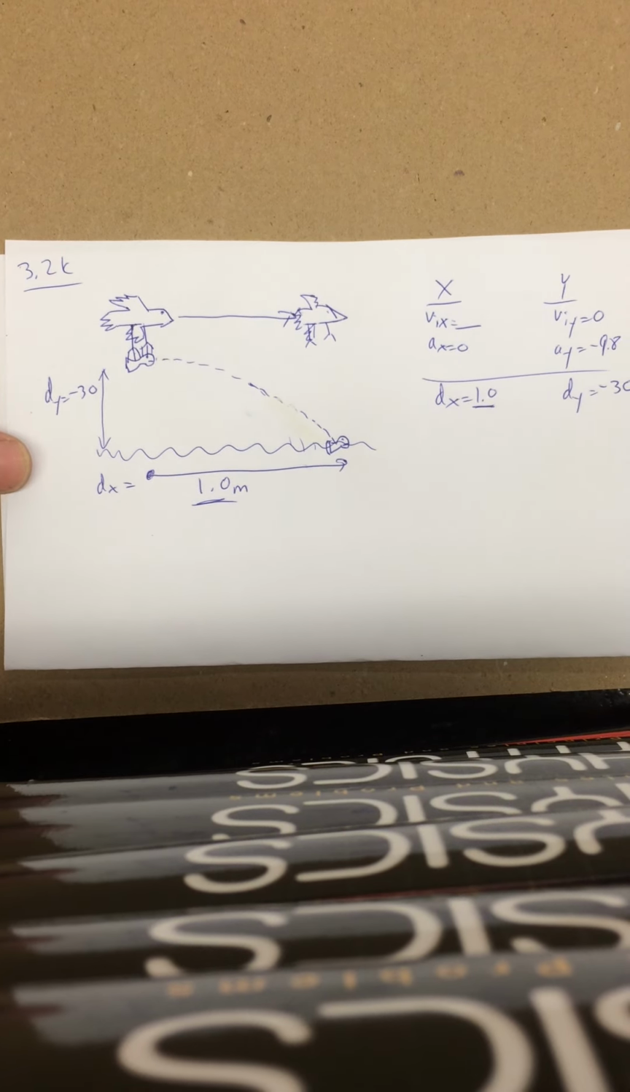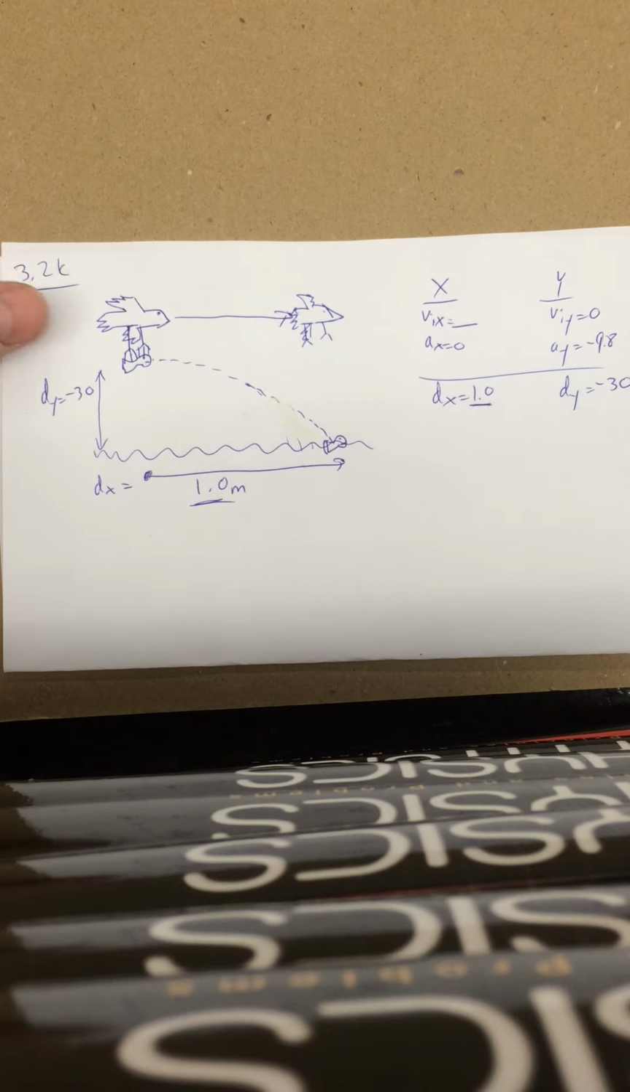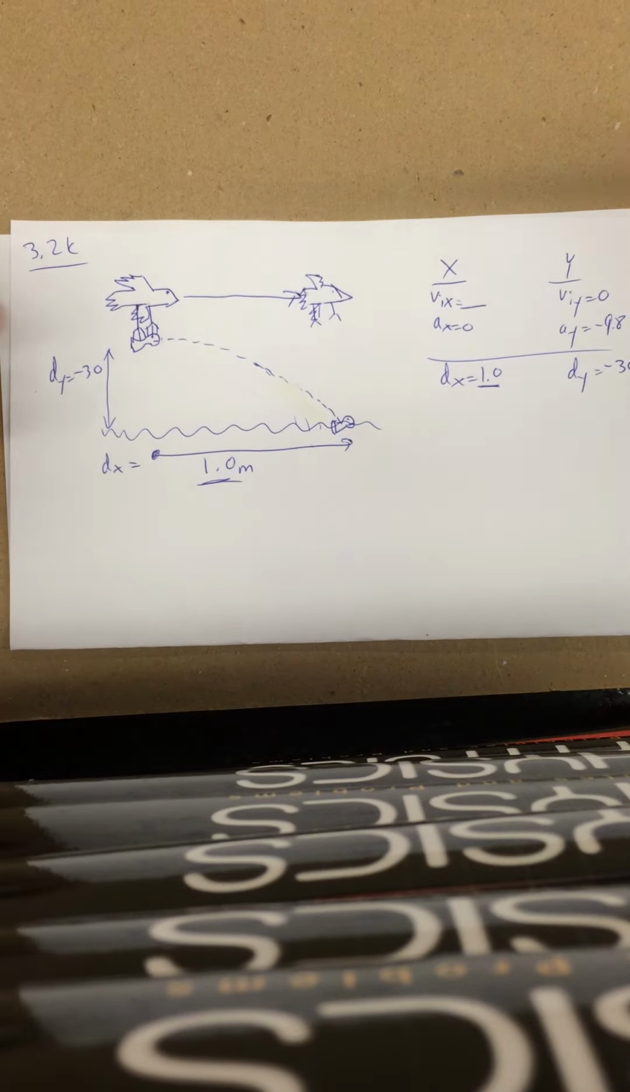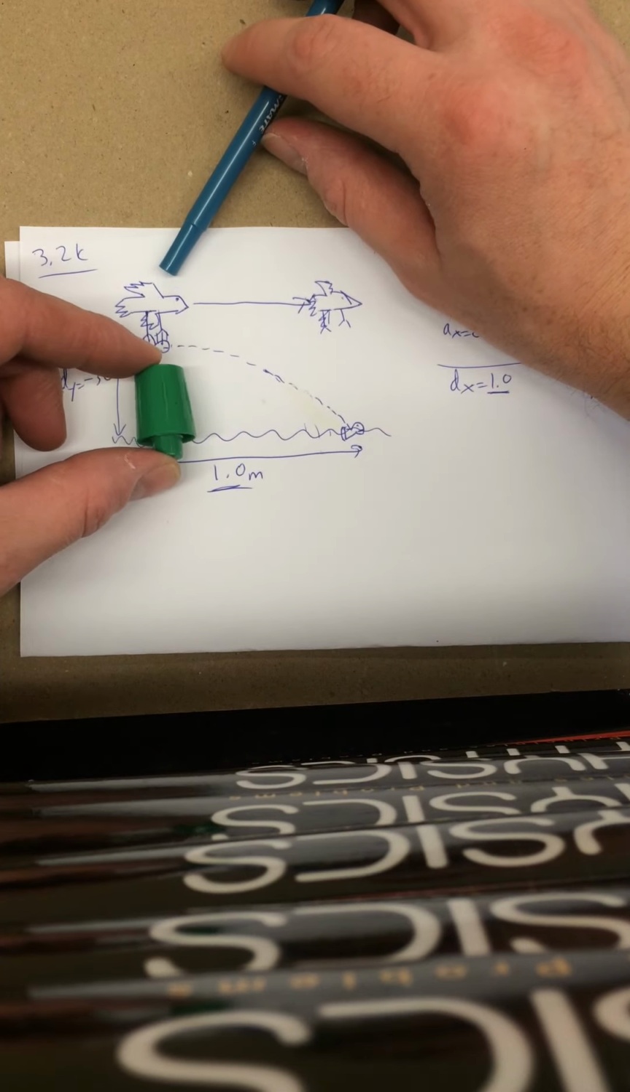Okay, for question 3.2k, we have a pelican holding a fish. This is the best I could draw. So he throws the fish for some reason. He just lets it go.